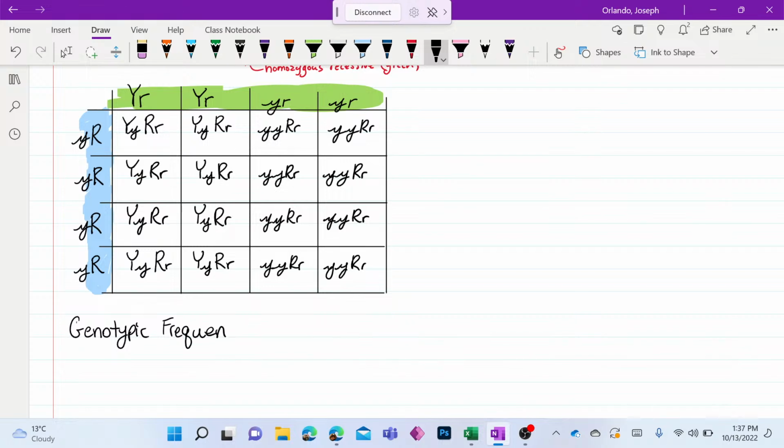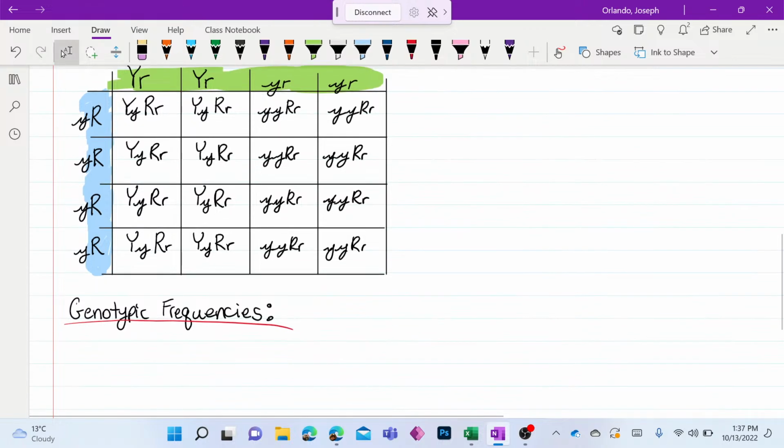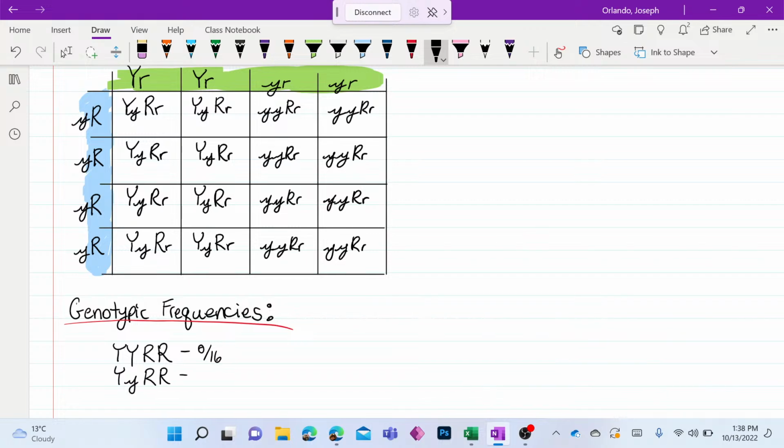Now, what are the possible genotypes you could have? I don't mean from the table. There's only two genotypes on the table. But what are all the possible combinations you could have? Can you think of them? What could you be? I mean, you could have big Y, big Y, big R, big R. That's one. How many of those did we get? 0 out of, how big is this grid? 16. Very good. You could be big Y, little y, big R, big R. How many of those did we get?